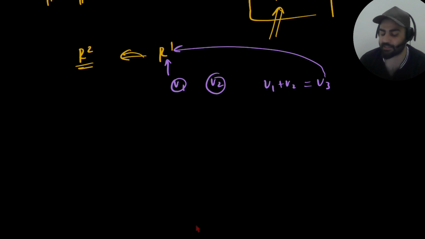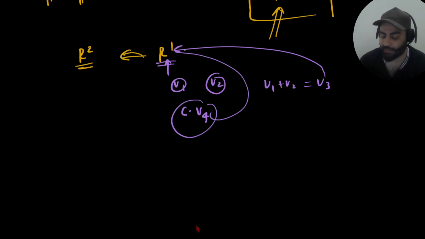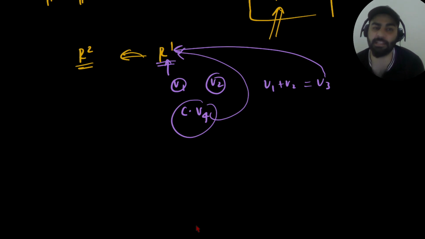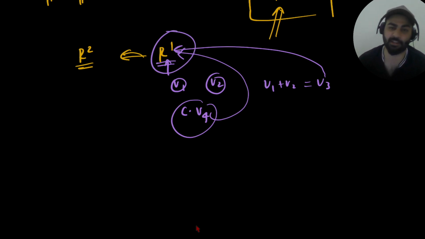Is this v3 present in this R1? Obviously it is, because it is like real numbers. If you add two real numbers, you'll basically get a real number. Similarly, if you take a random vector v4 and multiply it by any scalar c, that's a real number, so you'll again get a thing from here. So it is a vector, it itself is a vector space.